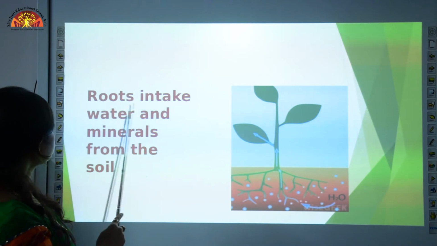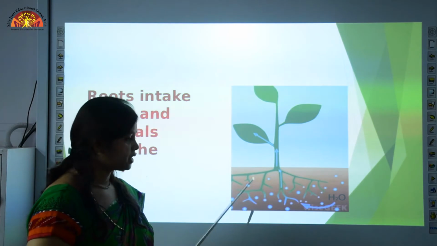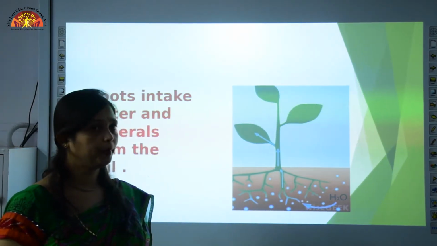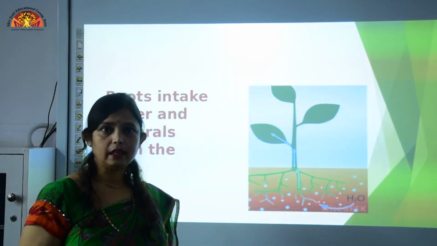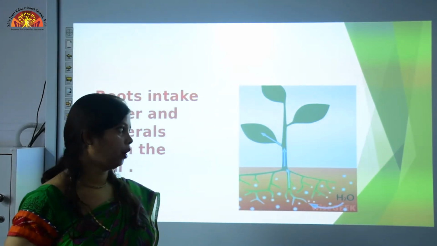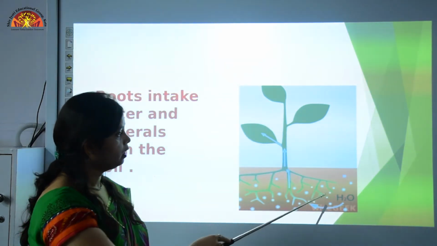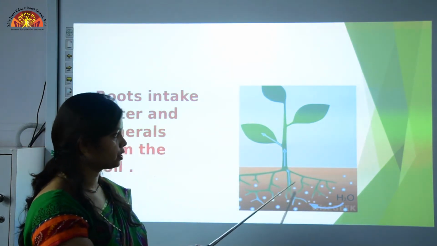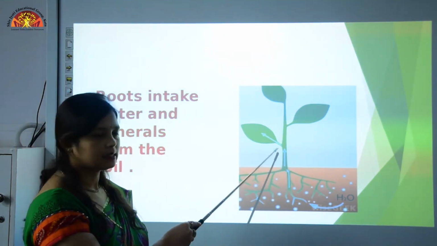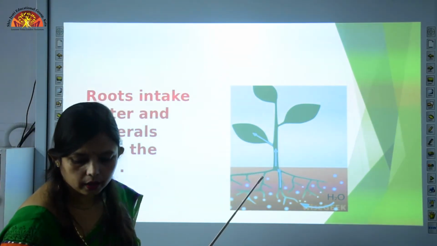Next is, roots intake water and minerals from the soil. Just as we need food to eat, plants can prepare their own food. But for preparing their own food, they need some raw materials like carbon dioxide and water. So plants take water from the soil. And how do they take water from the soil? The water present around the roots in the soil gets into the root and they carry it to the stem. So in this way, roots intake water and minerals from the soil.